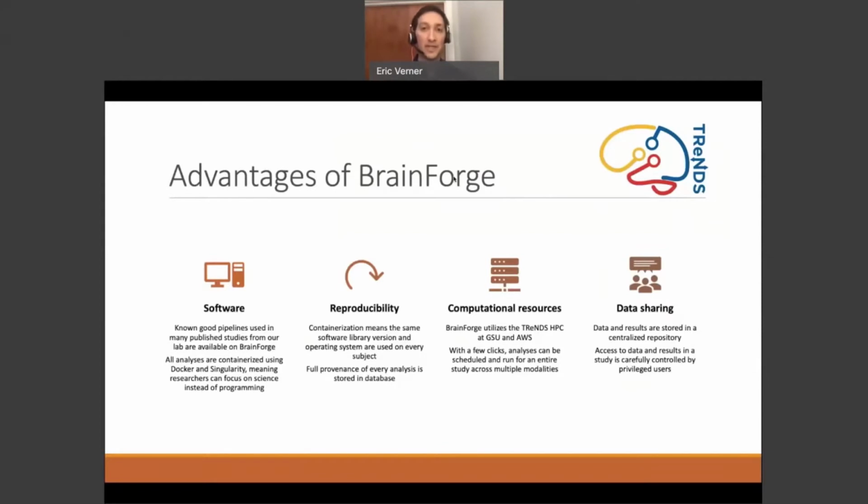At TRENDS, we have great computational resources. We utilize the HPC, the High Performance Computing Cluster, at GSU, and can tap into Amazon Web Services to run analyses. Furthermore, with our web interface, we're able to easily share results with other researchers outside of our own lab.